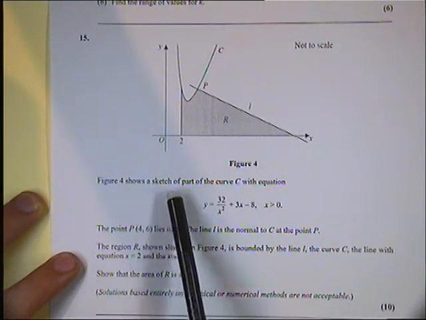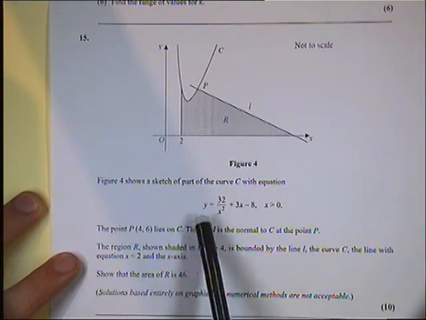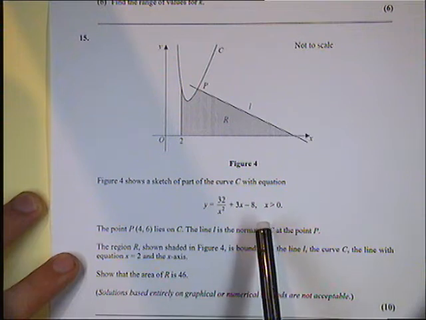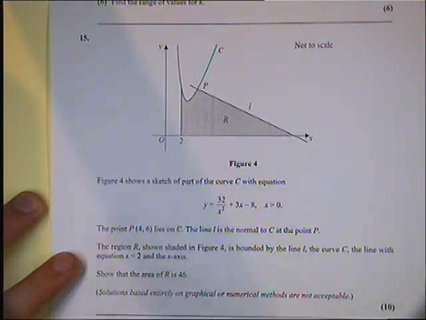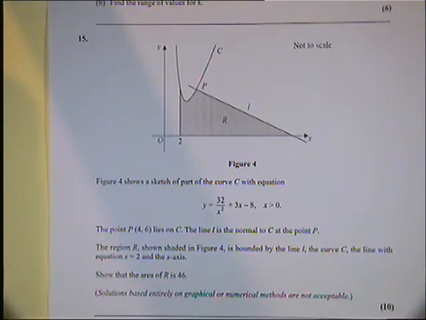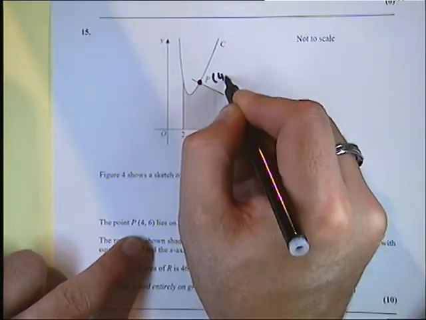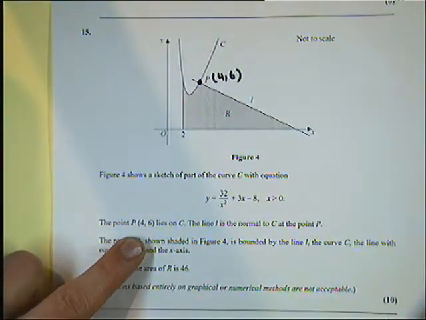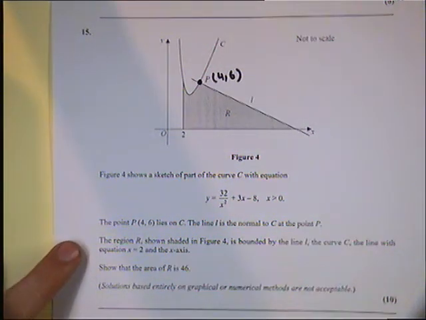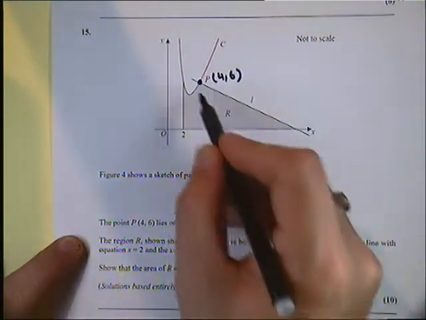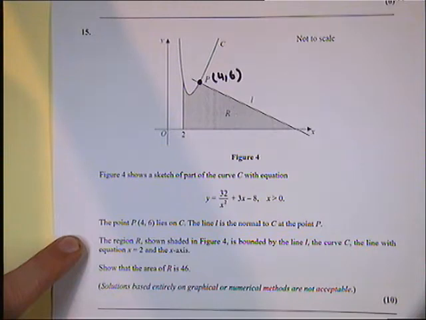Figure 4 shows a sketch of part of the curve C with the equation y equals 32 over x squared plus 3x minus 8, where x is greater than 0. The point P with coordinates 4 and 6, which is this point, lies on C. The line L is the normal to C, so this line is L, normal to C at point P.